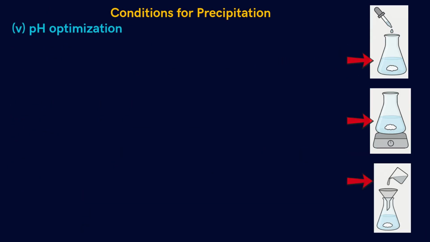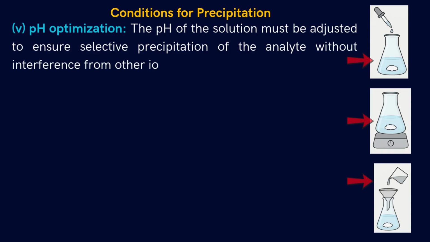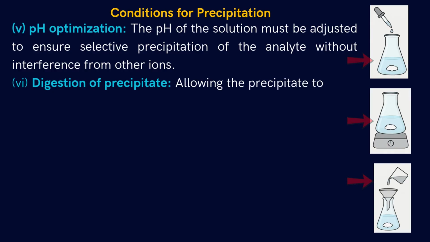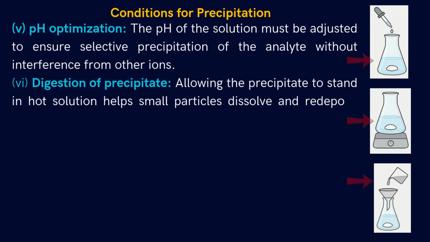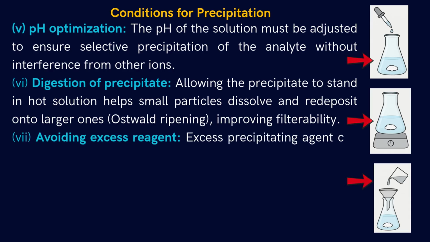Next, here we will see more conditions. Fifth one is pH optimization. The pH of the solution must be adjusted to ensure selective precipitation of the analyte without interference from other ions. Sixth one is digestion of precipitate. Allowing the precipitate to stand in hot solution helps small particles dissolve and redeposit onto larger ones, Ostwald ripening, improving filterability.